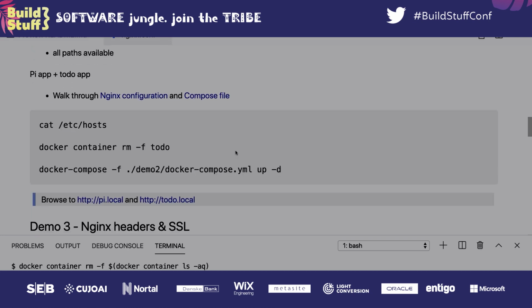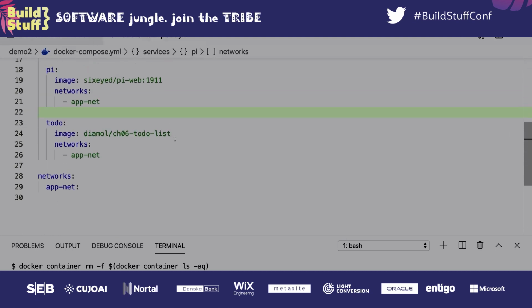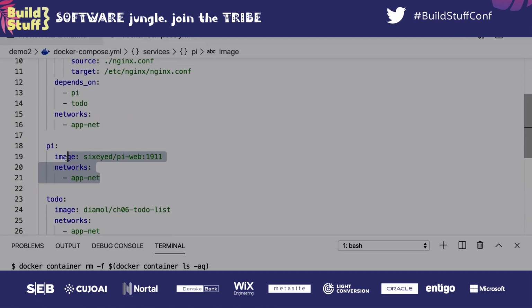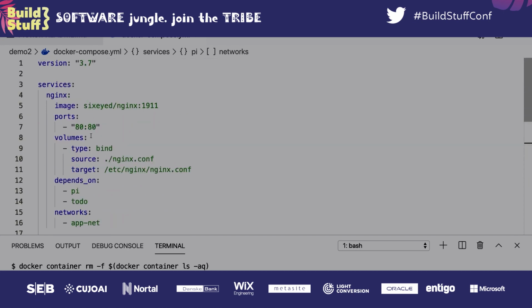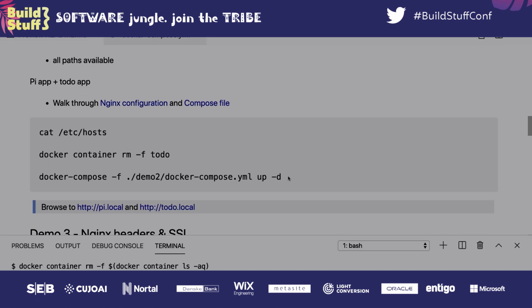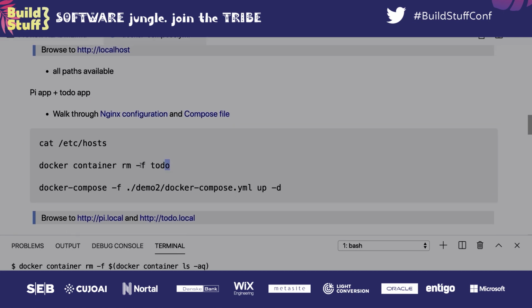OK, and then the compose file for this, it's just the same. So I've got my Pi application in one container, my to-do application in another container, and then a container for Nginx. So none of that's changed apart from the new container being in there. So if I start this up, let's get rid of the one that's already there. So I've got that single container running, so I'll get rid of that.